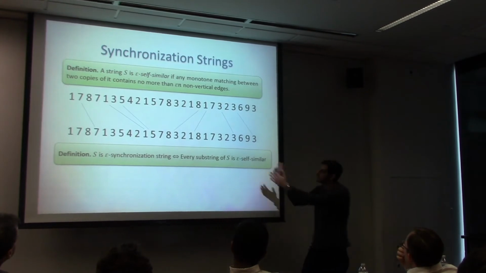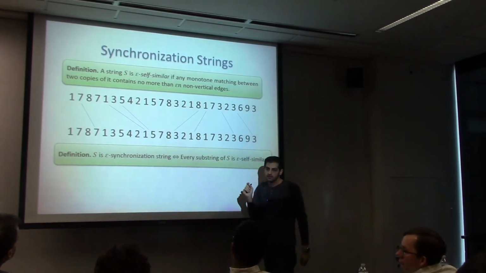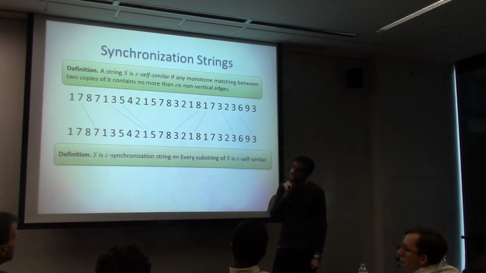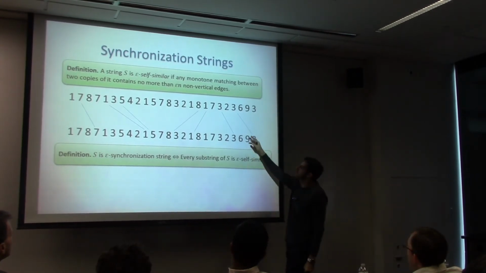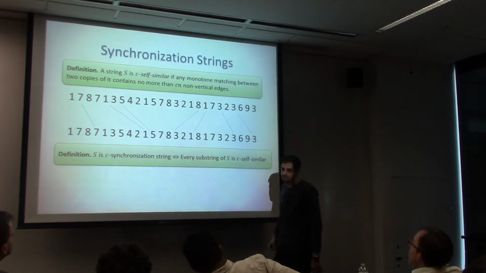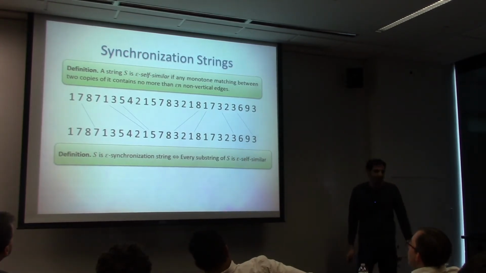That was a good question. A continuous subset of... No. These are not contiguous. It's a subsequence. Substring. So any substring should not have two identical subsequences. We can talk about them later.